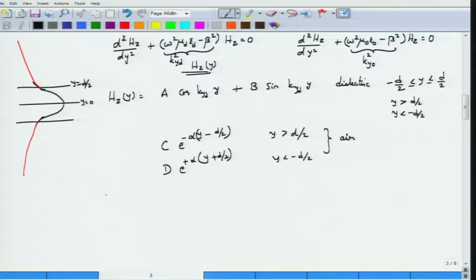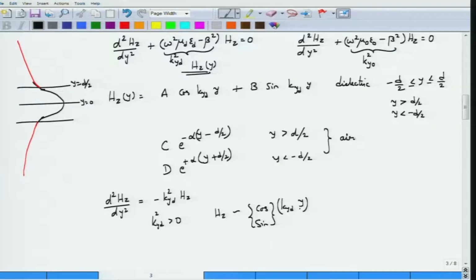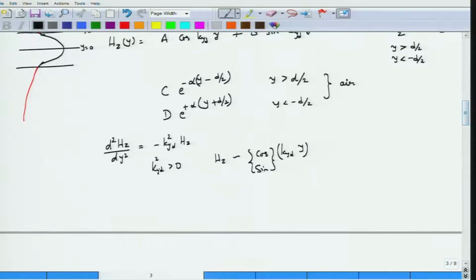Let us write down also what is this alpha. See, I have this d square Hz by dy square. The way I would solve this second order partial differential equation would be to push this ky d square outside. So I will have minus ky d square Hz, right. As long as ky d square is greater than 0, the solution of this one will be Hz as cos of ky d y or sine of ky d y. Okay.